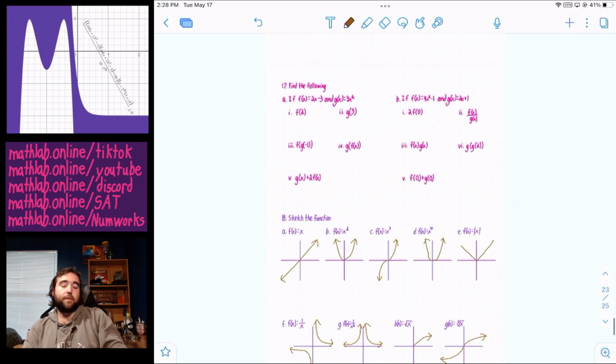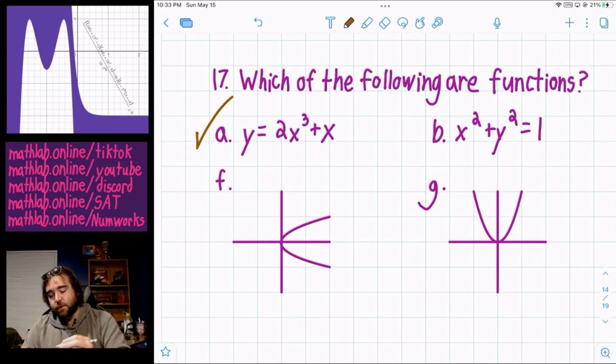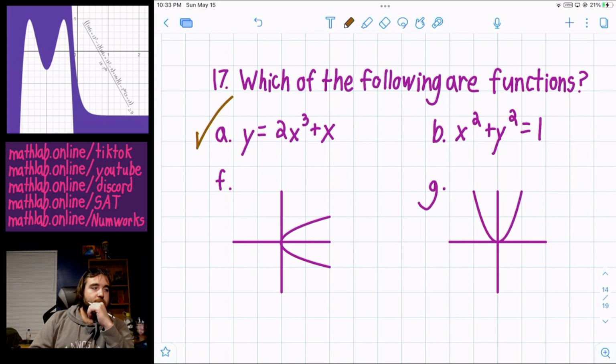On to the honors study guide. Which of these are functions? So this is a function because y is by itself. If y is by itself, then it's definitely a function.